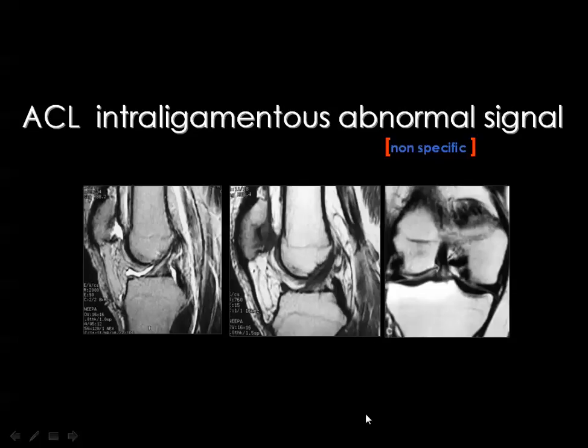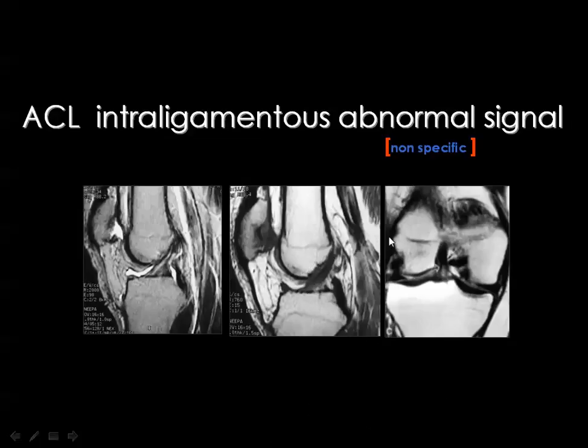Sometimes you can see abnormal signals within the anterior cruciate ligament. If the anterior cruciate ligament is stretched and is parallel to the roof of the intercondylar notch, then ask yourself, is the abnormal signal seen in the T1 or in the T2? In both sequences, abnormal signal is considered within normal range if the ligament is stretched and is coursing parallel to the roof of the intercondylar notch.